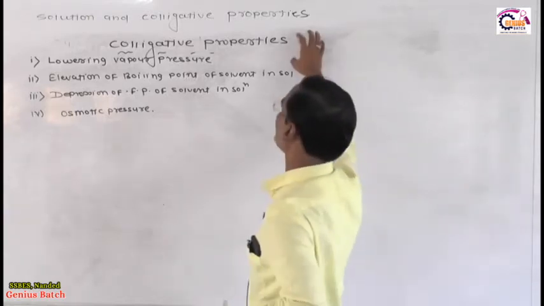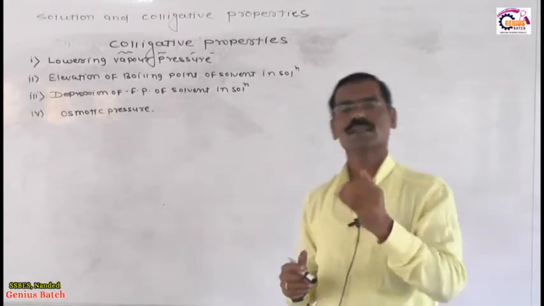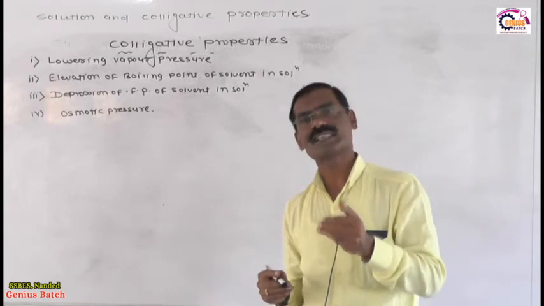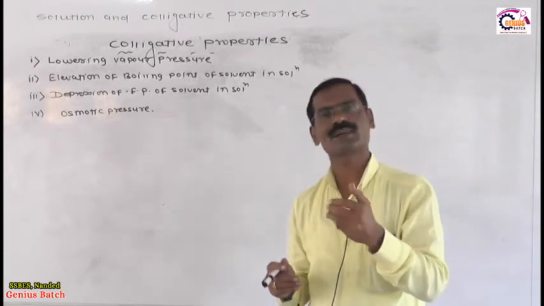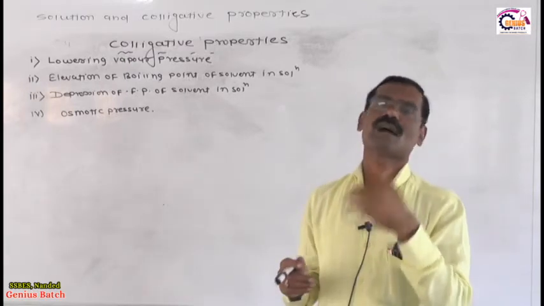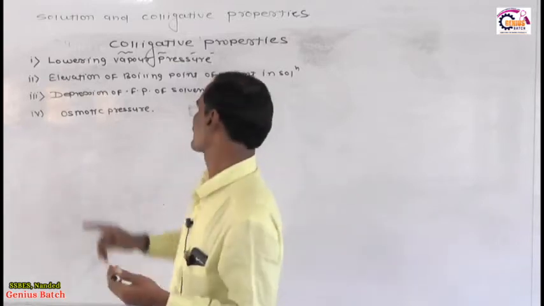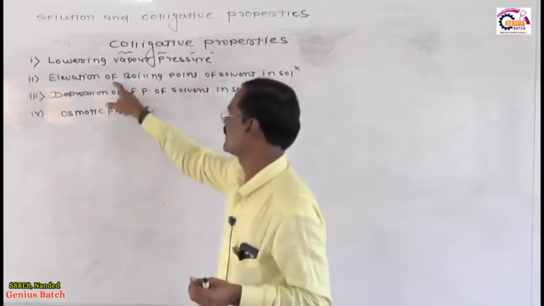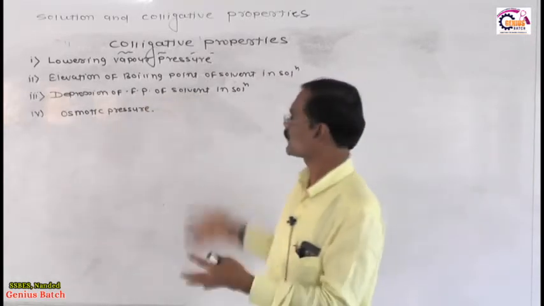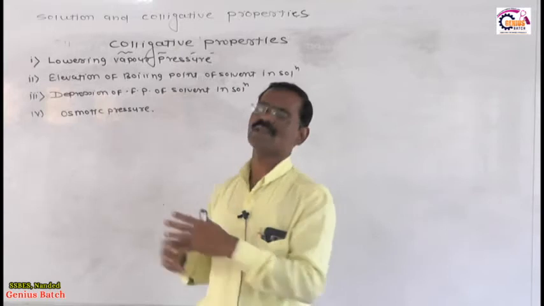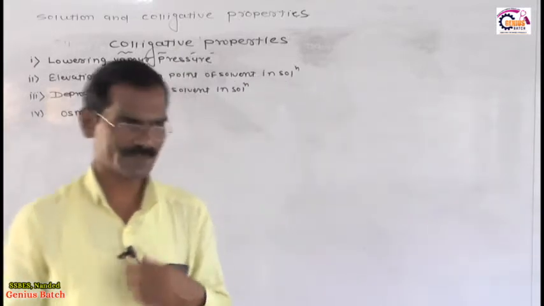So what is the meaning of colligative properties? Colligative properties are properties whose value depends on the number of solute particles, not on the nature of the solute particles. Number of solute particles means atoms, molecules, or ions. If the number of particles increases, the colligative property increases, that is, lowering of vapor pressure increases, or elevation of boiling point increases, or depression of freezing point, and so on. This is a very important part of your syllabus, because it may happen that they ask you a question on this in the examination.